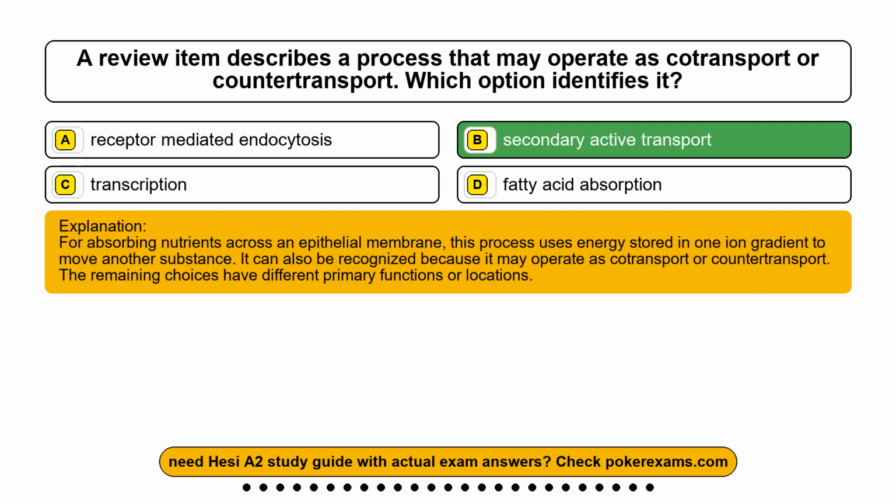For absorbing nutrients across an epithelial membrane, this process uses energy stored in one ion gradient to move another substance. It can also be recognized because it may operate as cotransport or countertransport. The remaining choices have different primary functions or locations.